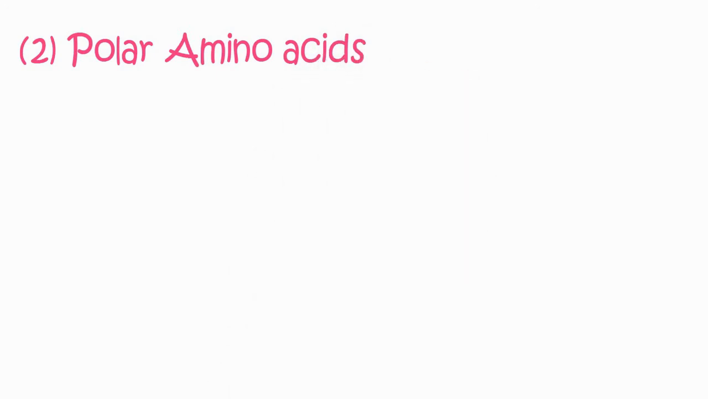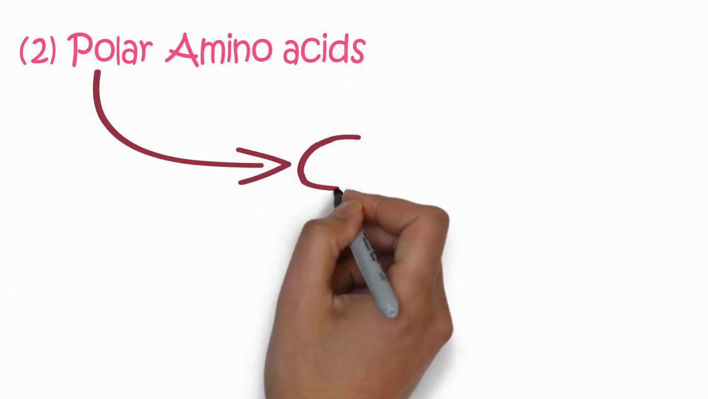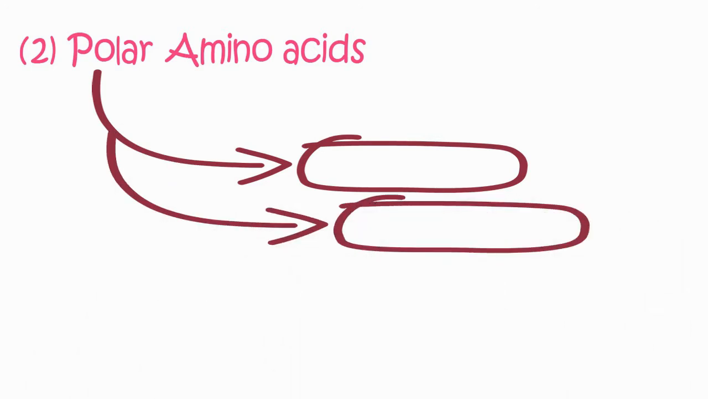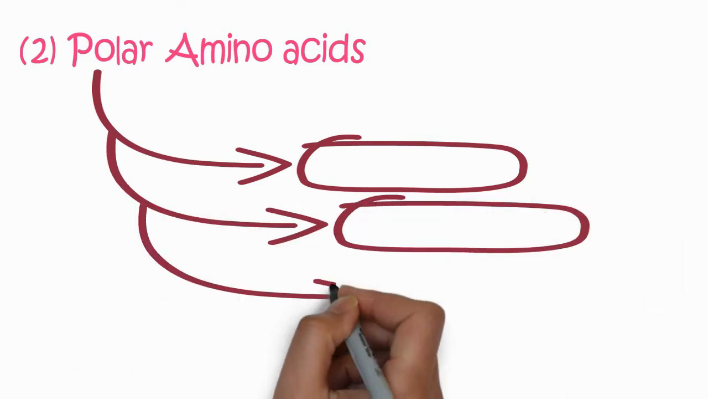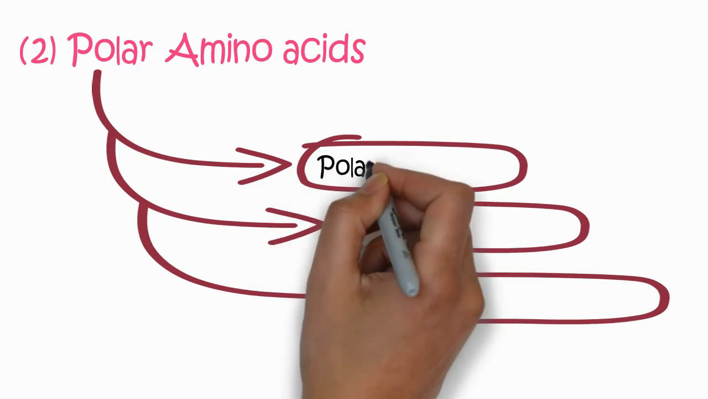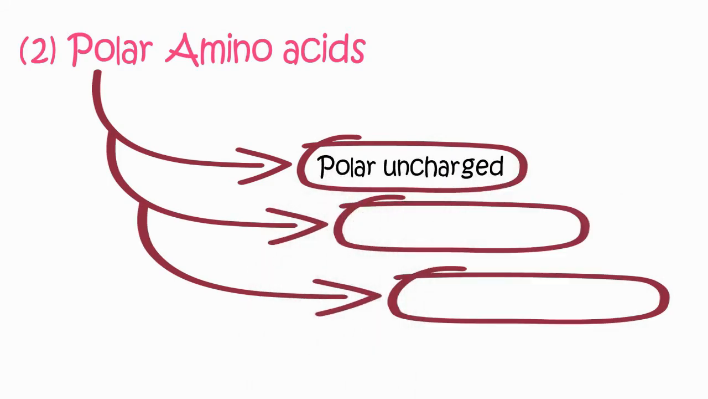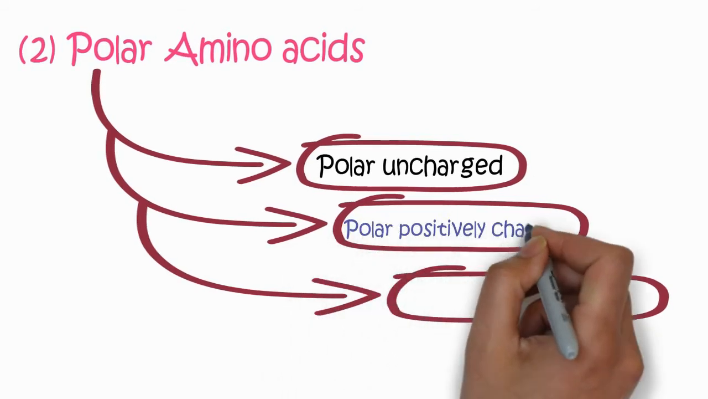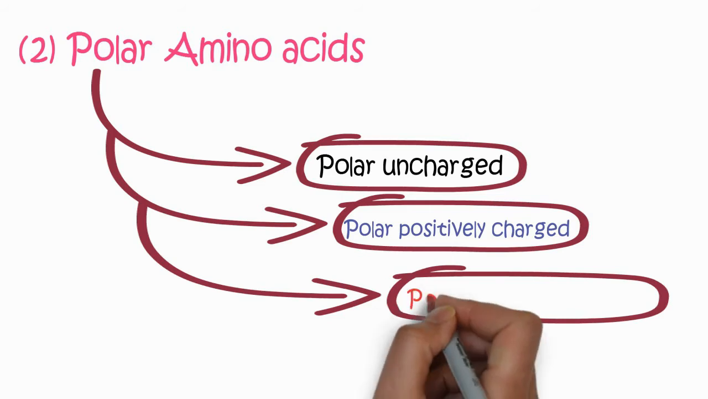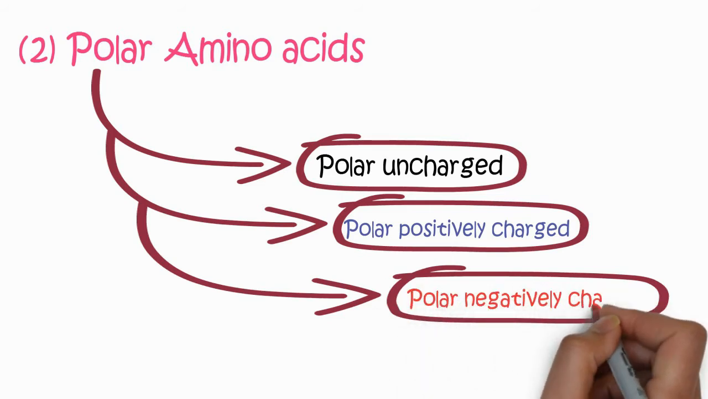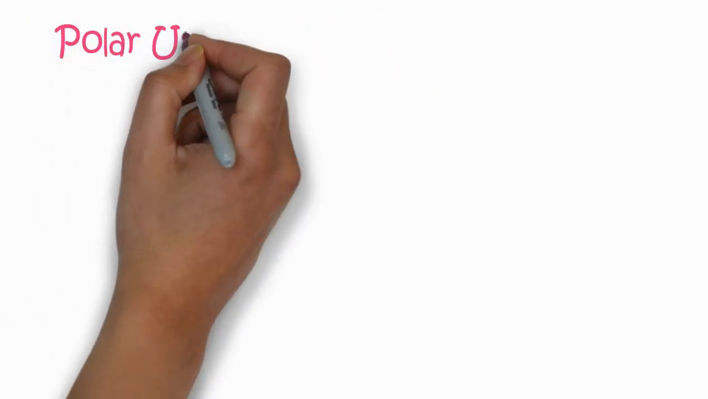The second class of amino acids is known as polar amino acids. Polar amino acids are basically of three main types. The first type is polar uncharged amino acids. Then the second one is polar positively charged, and then polar negatively charged. So it means uncharged, positively charged, and negatively charged.